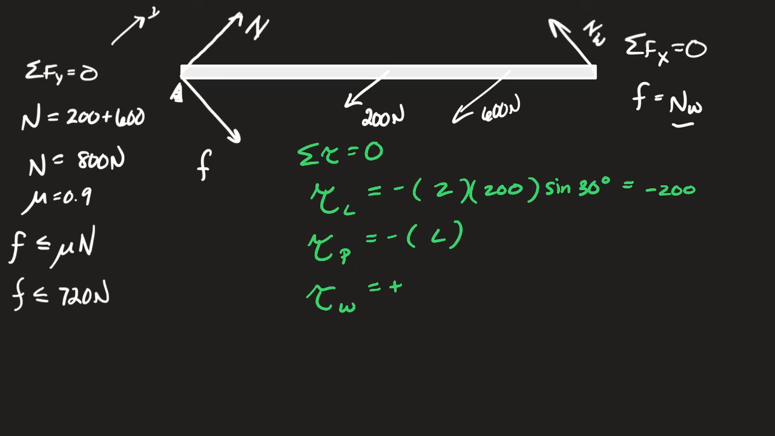All right, the person. I don't know where they stand. I just have to put a distance there. I put an L. I know that they are contributing a force of 600 newtons, and their angle is also 30 degrees. Best I can do is write this as negative 300 L.